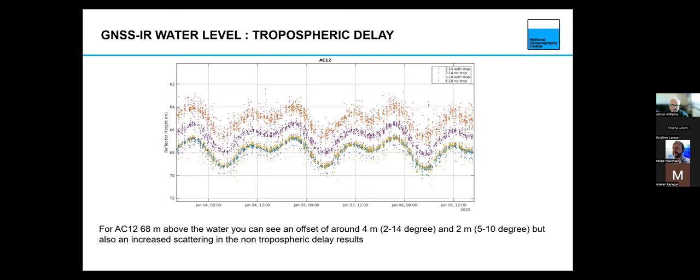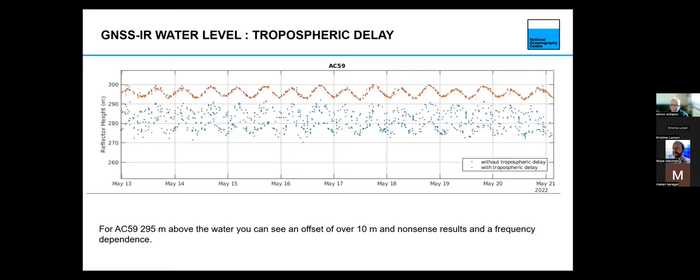They're much worse. By the time we get to the most extreme, this is AC59, which is the highest one above sea level I think we have. It's 295 meters above the water, and you can see there's an offset of at least 10 meters, and basically results are virtually nonsense. If you include the tropospheric delay, you actually see a really nice signal from there.